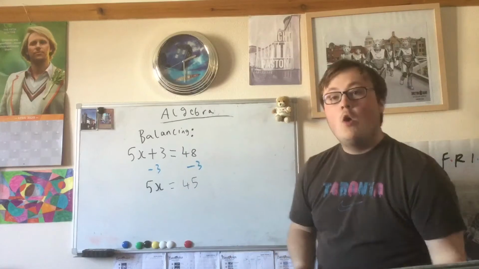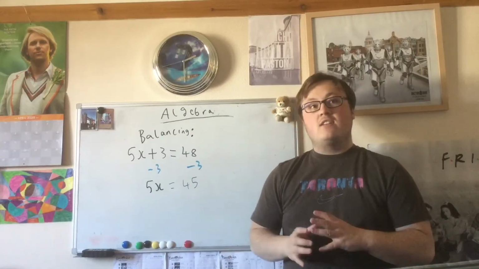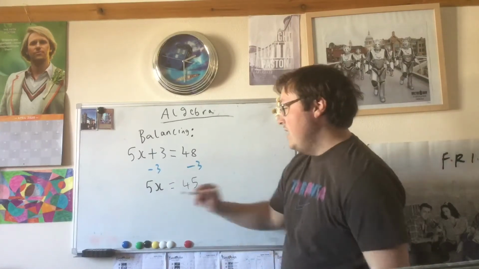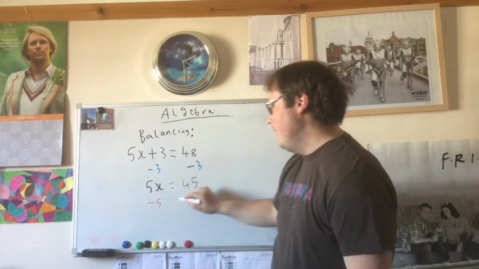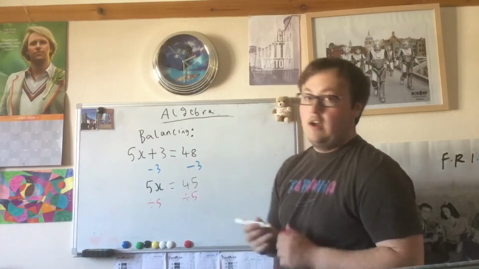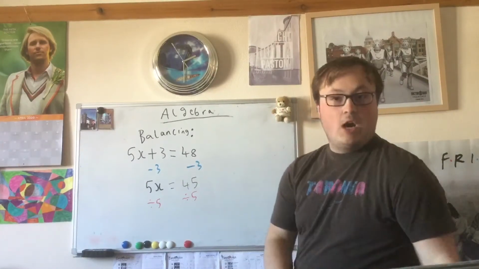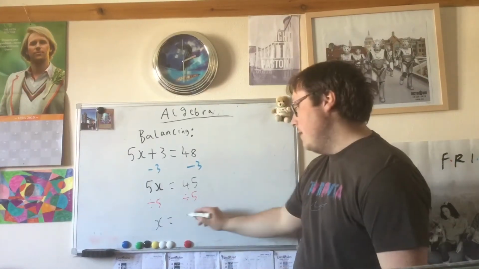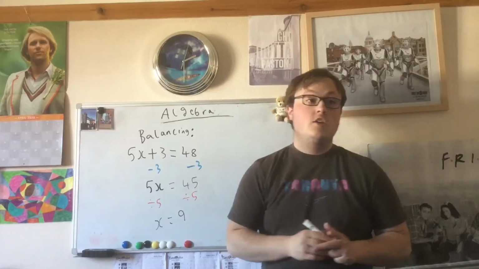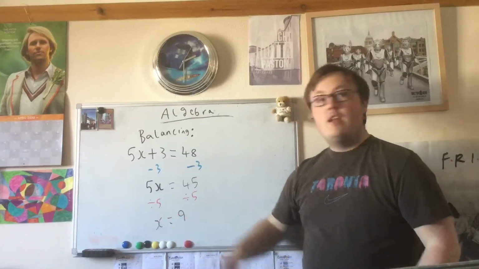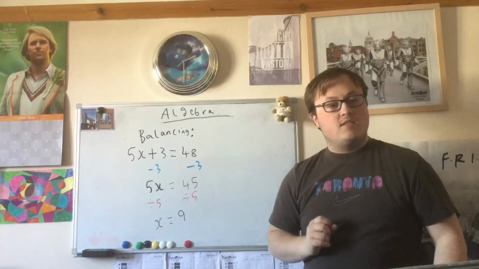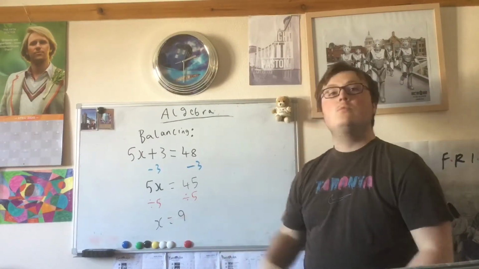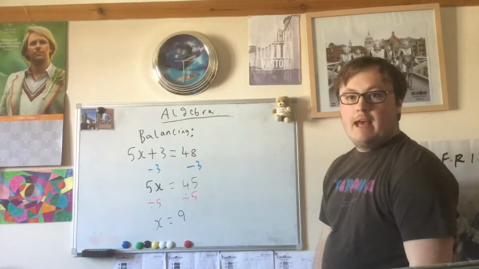Do we continue? Well, yeah, because we haven't got an x, we have 5x. We need to get rid of that 5. So how do we get rid of that 5? Well, we divide by 5 on both sides. So 5x divided by 5 will just end up with x, and 45 divided by 5 will get us 9. Do we do any more? No, because now we know what our x is. We have all our x on one side and we have all the others on the other side. So we can now say that x equals 9. And that's how we balance.